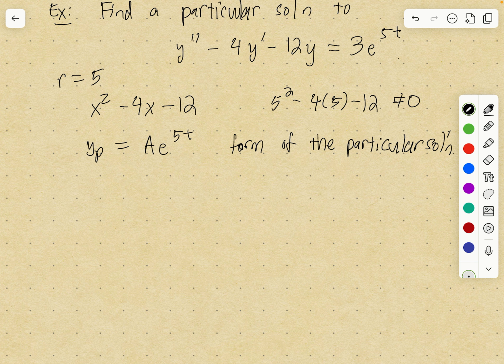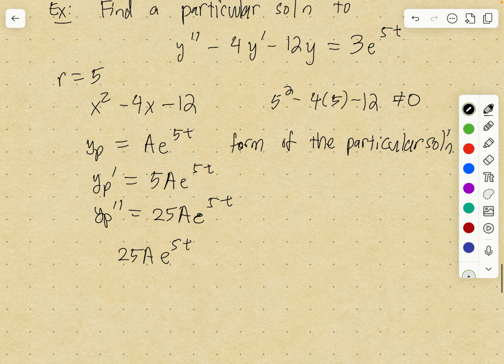But the question is to figure out what your yp is going to be, and so to do that, you have to actually figure out what a is going to be. So let's take the derivatives. So yp prime is 5a e to the 5t. Your yp double prime is going to be 25a e to the 5t. And now let's plug everything in. So you get 25a e to the 5t minus 4 times y prime, that's 5a e to the 5t, minus 12 times y, so that's 12a e to the 5t.